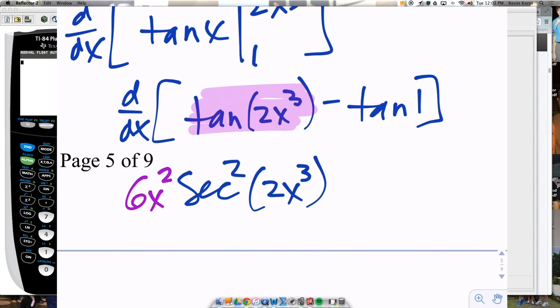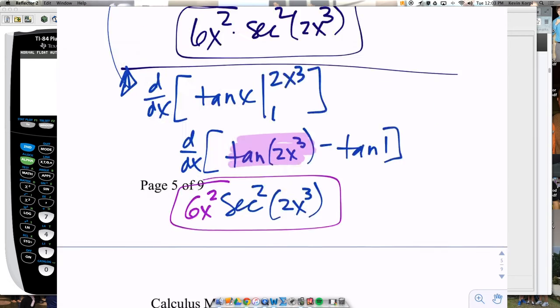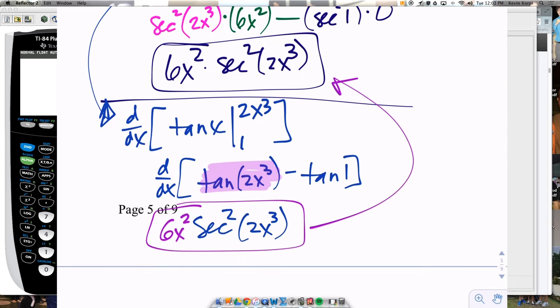I'm going to slide it in the front. You can put it in the back. And then minus the derivative of tangent of 1. What's tangent of 1? Some number, right? What's the derivative of some number? 0. And so it's gone. And we end up with this. And is that what we got up here? Yeah. So in this case, you have the option of doing it both ways. One way is shorter, and the other way is longer, I guess, comparatively.